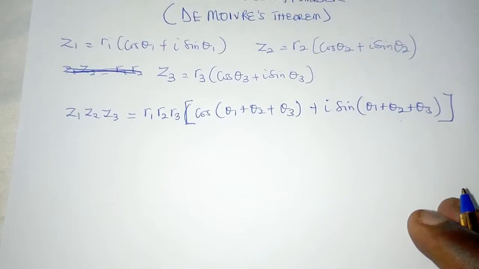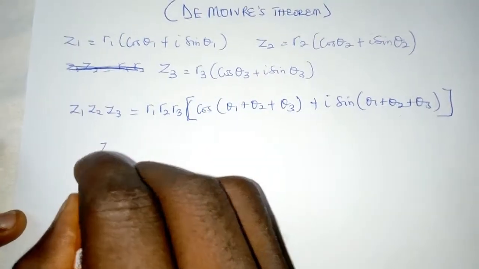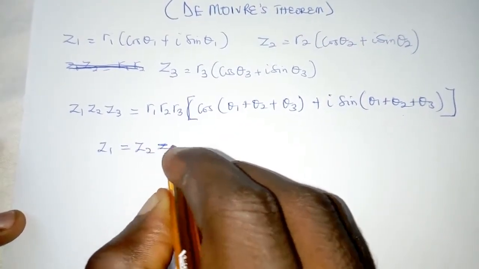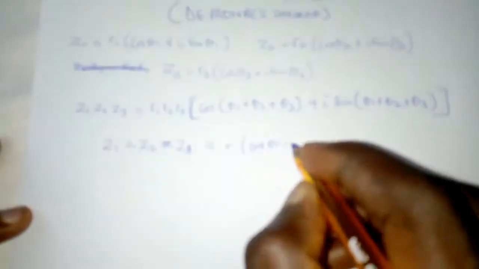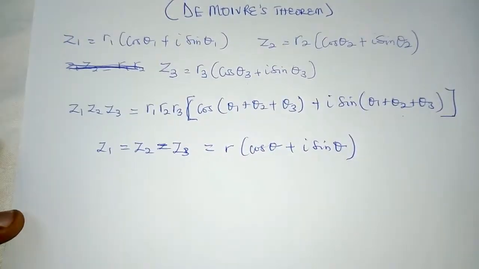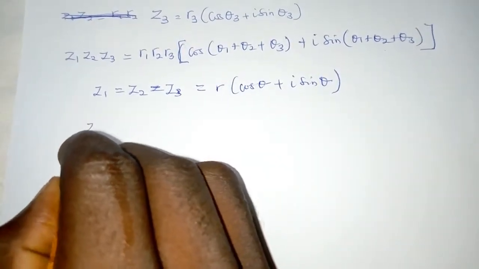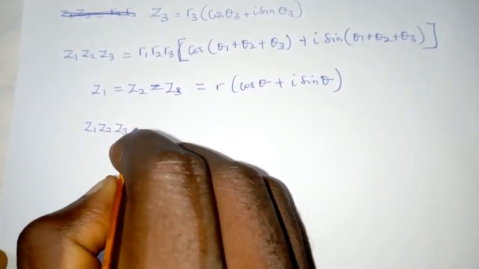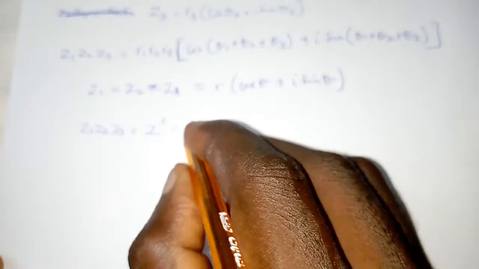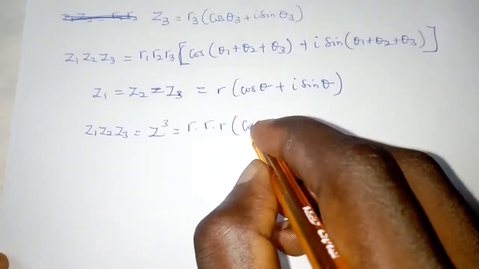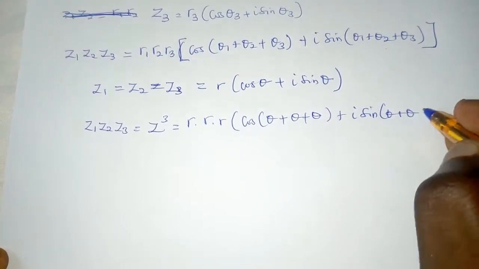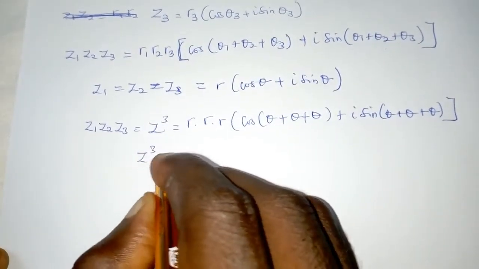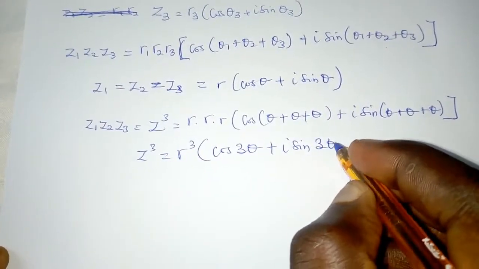Alright, so now suppose that z1, z2 and z3 are all equal, such that z1 is equal to z2 is equal to z3, and then they are all equal to r, the cos of theta, plus i, the sine of theta. And the result above, z1 z2 z3 being equal to z cubed, becomes r by r, multiplying the cos of theta plus theta, then plus i, the sine of theta plus theta.